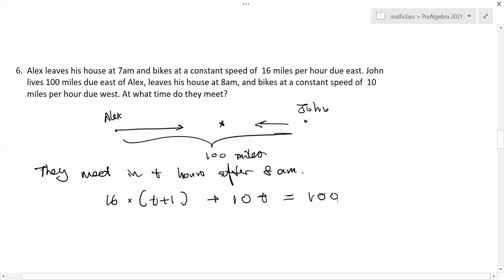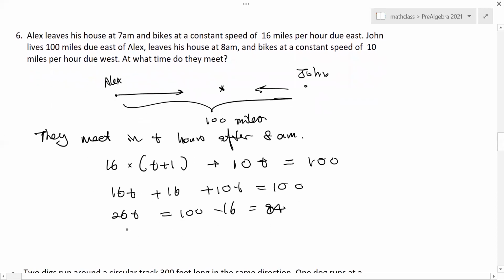We multiply out: 6t plus 6 plus 10t equals 100. 6 plus 10 is 16t, and here it's 100 minus 6, which is 94. Then t is going to be 94 divided by 16. Hmm, I'm not sure it's good. It's not an integer.